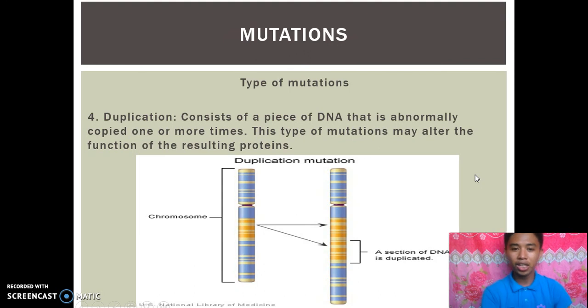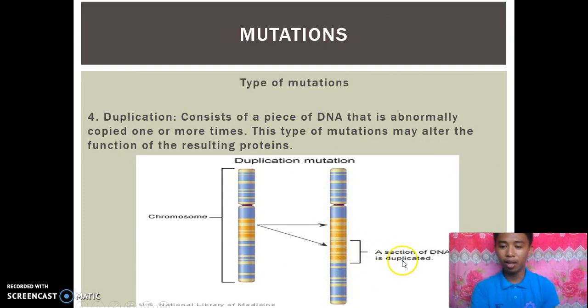Next, duplication. It consists of a piece of DNA that is abnormally copied one or more times. This type of mutation may alter the function of the resulting proteins. So, we have the original chromosomes and the chromosomes after duplication. The sections of DNA are duplicated.